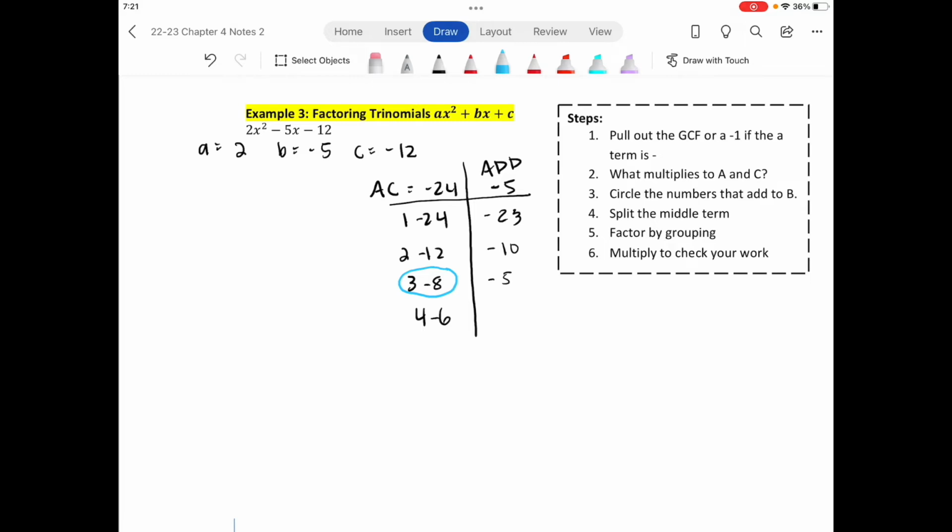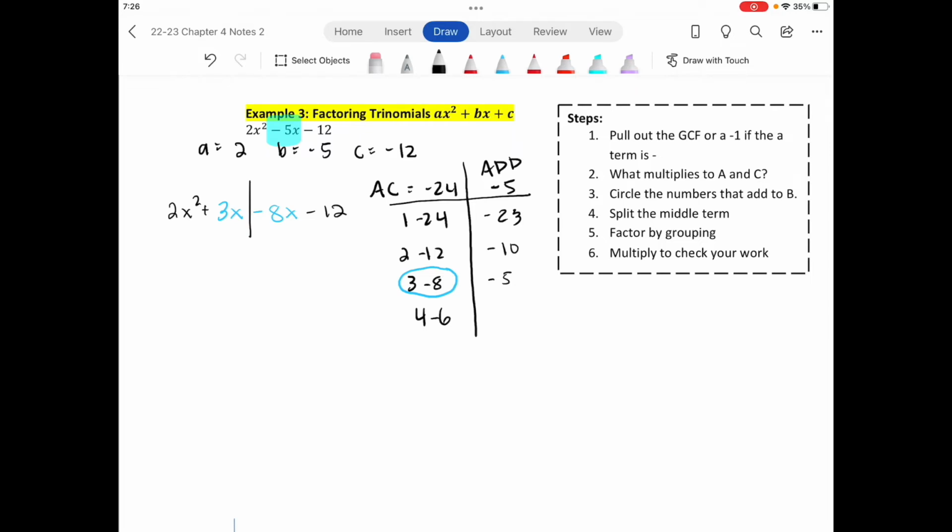This is important because our middle term was a negative 5x. We can replace a negative 5x with a 3x minus an 8x. If we combine those like terms, it gets us right back to the single term we started with. Then we can add on our starting term, which was 2x squared, and on the back we'll add that negative 12 back in. Now we have 4 terms, and we can do factor by grouping. The whole point of this AC method and that table we just made was to find 2 terms that we could use to replace our middle term to allow us to split this perfectly in half.